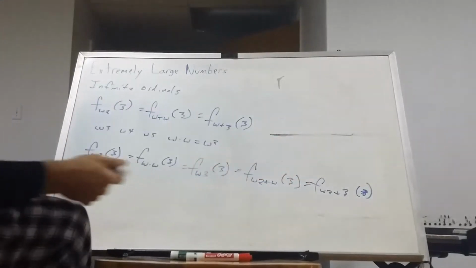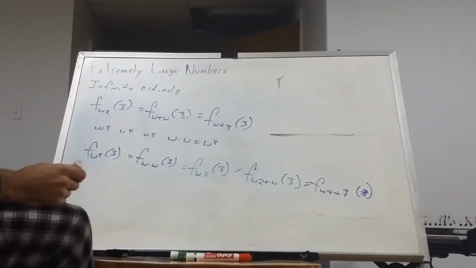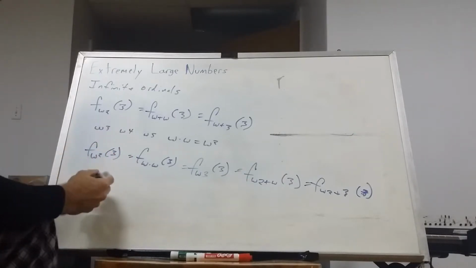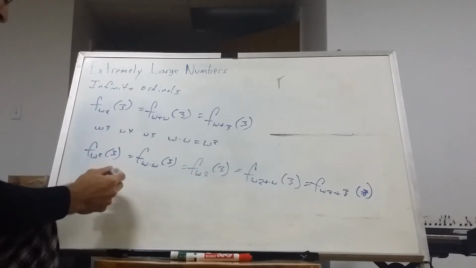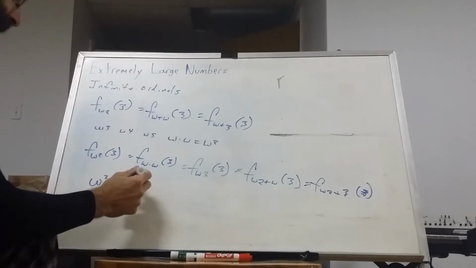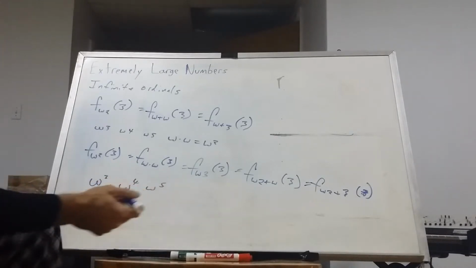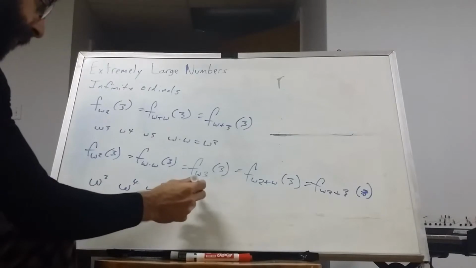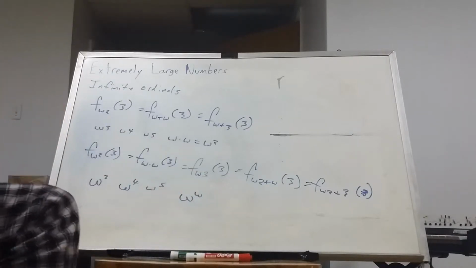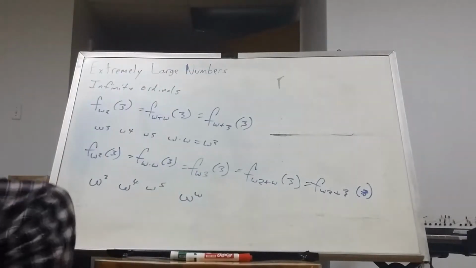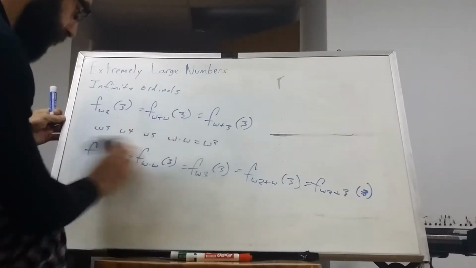So we can do a recursive thing. And we can keep going from there. There's really no end. We can go omega cubed, omega to the fourth, omega to the fifth, and we can even do omega to the power of omega. Okay, well, this one is a little bit different, so we're going to do another example.